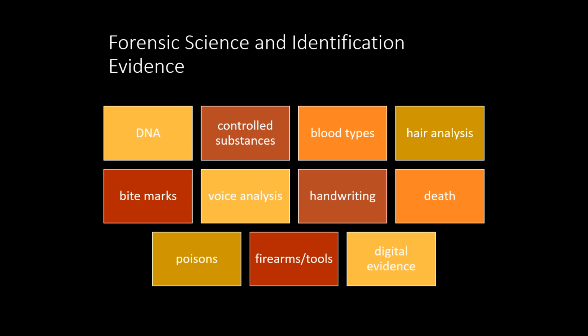Hair analysis, bite marks. If you want to know how important bite marks are, there was a sports broadcaster, Marv Albert, I believe was his name, who got in trouble because he bit, as I recall, a prostitute, if I'm not mistaken. They took photos of it and proved that he committed the assault. So you can use that identification, an unusual bite mark. Voice analysis, handwriting, self-explanatory. Death: why did people die, how did they die, what poisons were used, what firearms or tools were used, and what digital evidence exists.